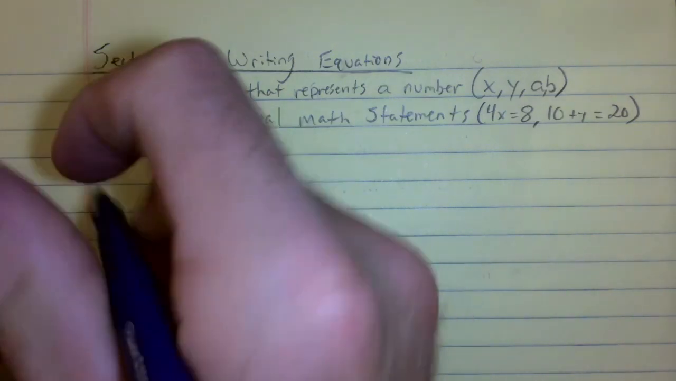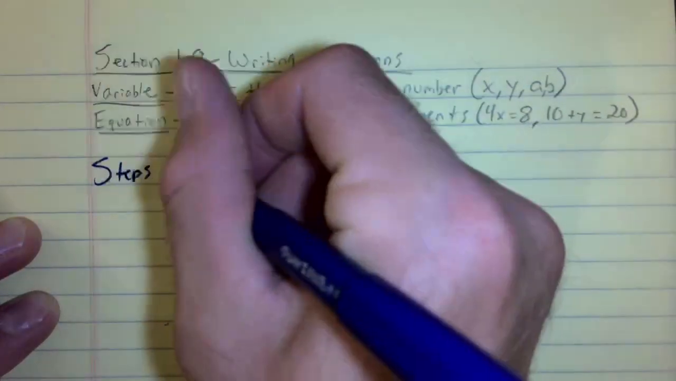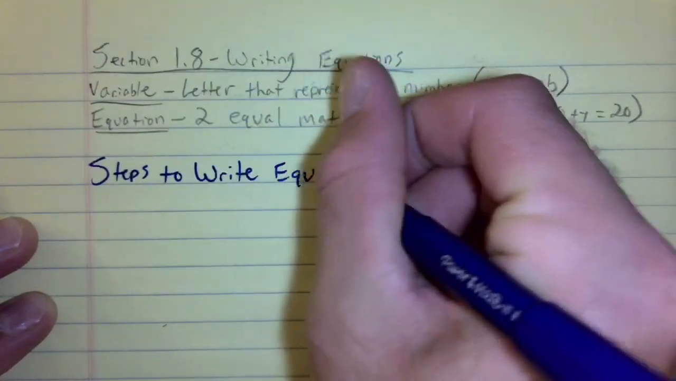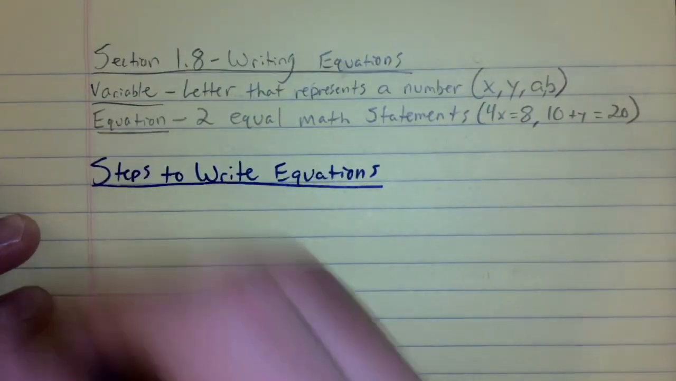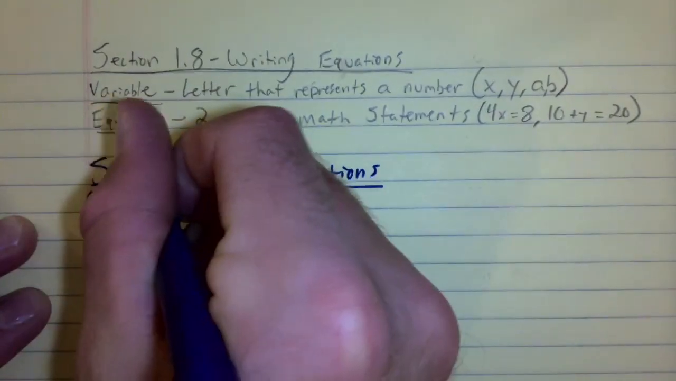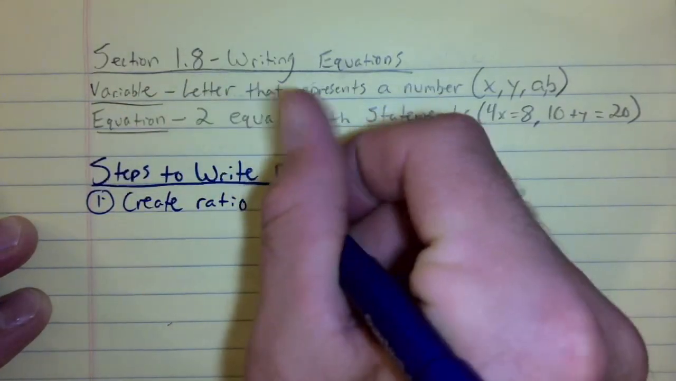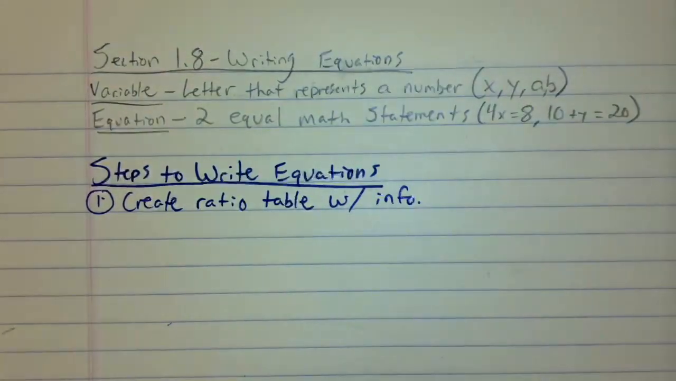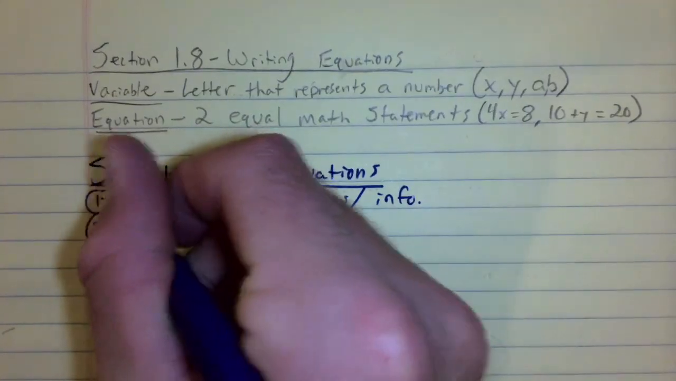Well, there are three easy steps to write equations. Step one is to create your ratio table with information. So that's step one.